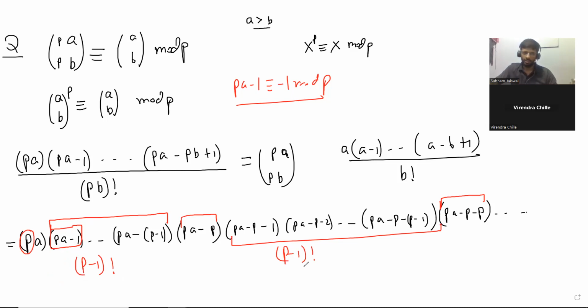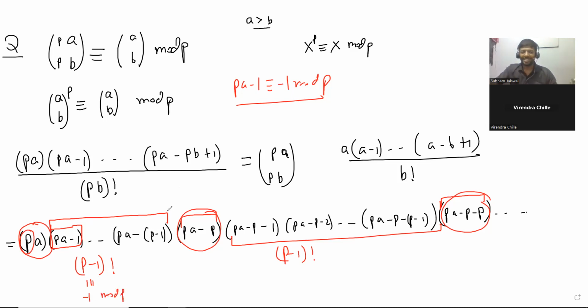Tick. Okay. Tick, right? It's all the same. And this is basically your A, and this is your A minus 1. This is your A minus 2 because the P's will get cancelled with the denominator piece. Okay. Now you know by Wilson's theorem that this is minus 1 mod P.